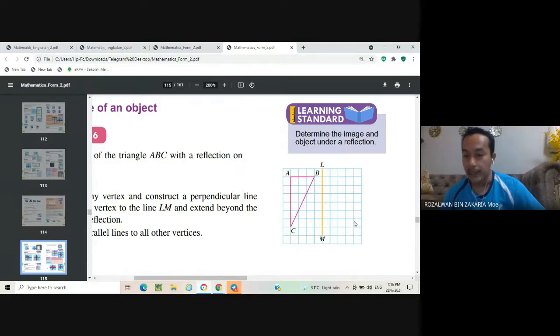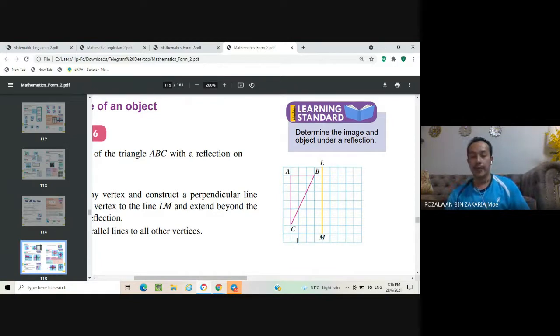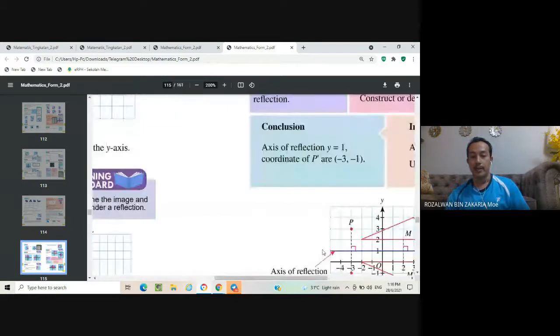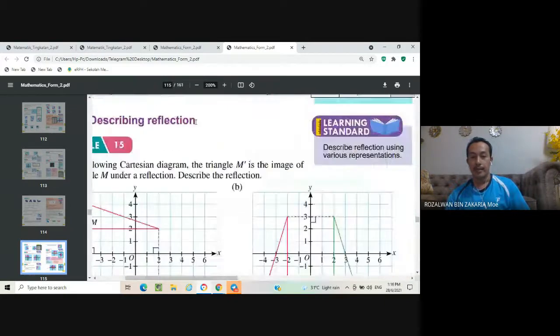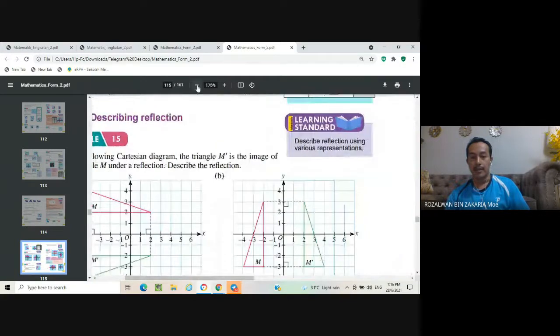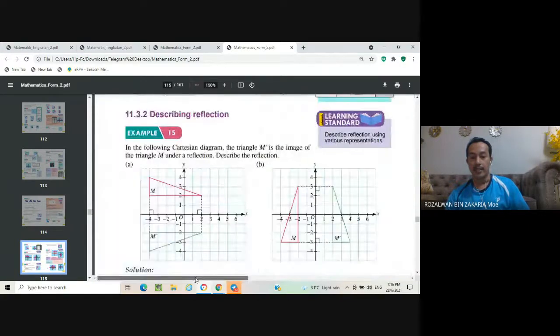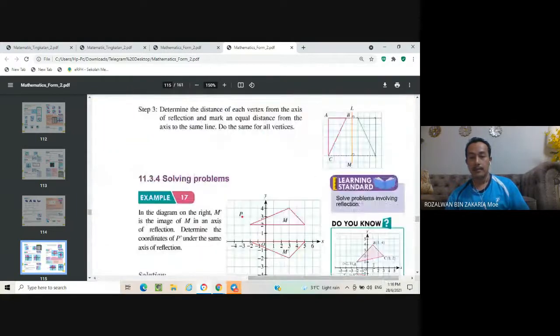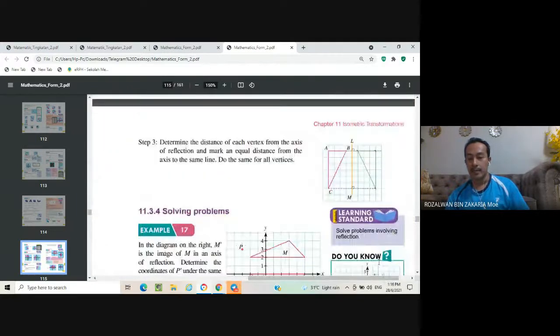Then after that, you join all the points for the image, A prime, B prime, and C prime. So you will get, okay, wait, we look at the solution which is given to you in the textbook. Okay, this one. So this is the answer. This one is B prime, this one A prime, this one C prime. So that's the answer.